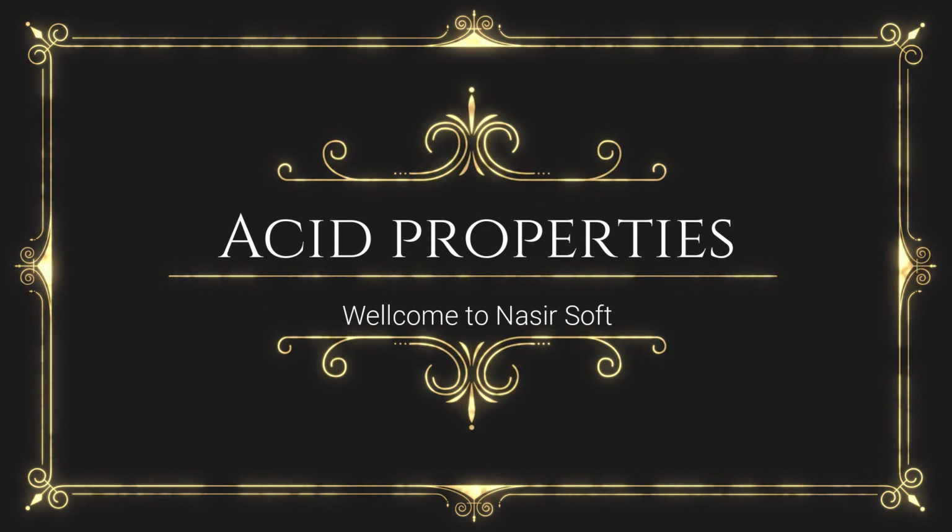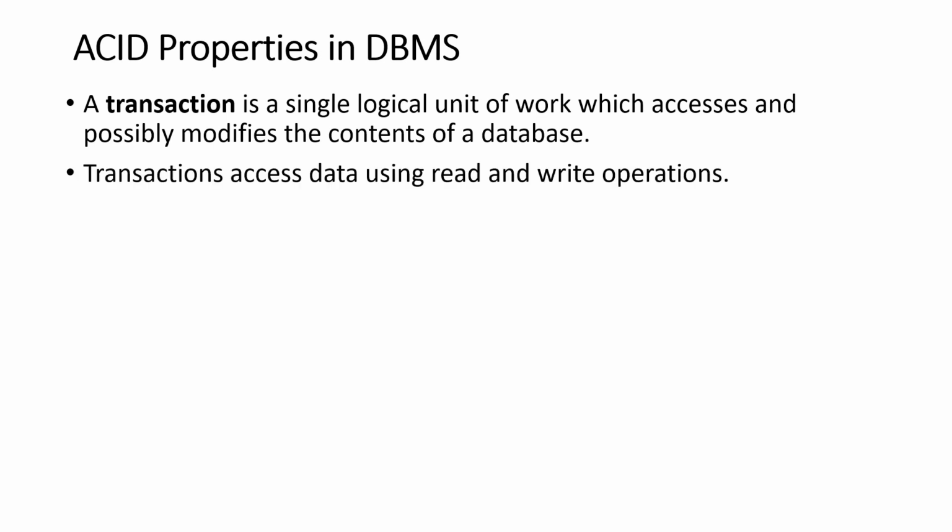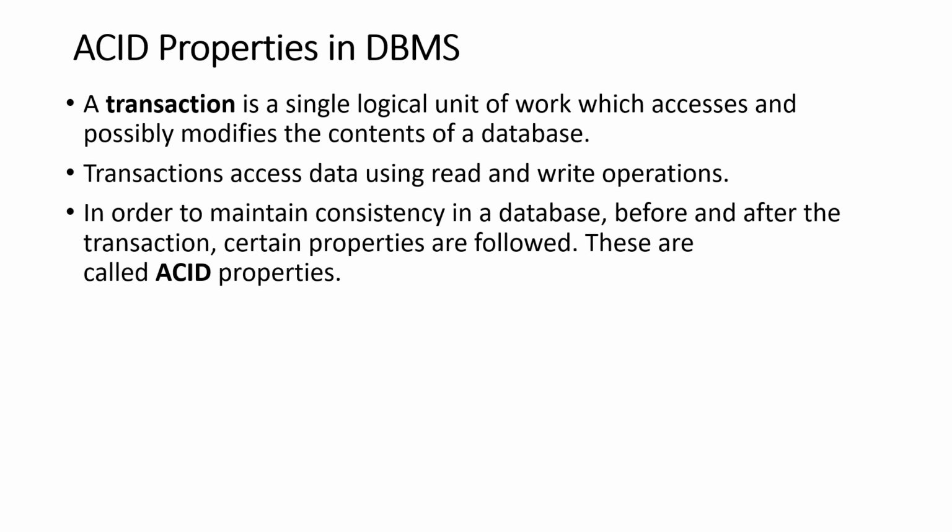So what are ACID properties? A transaction is a single logical unit of work which accesses and possibly modifies the contents of a database. Transactions access data using read and write operations. In order to maintain consistency in a database, before and after the transaction, certain properties are followed. These are called ACID properties.